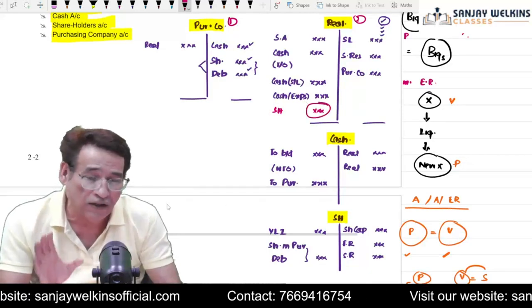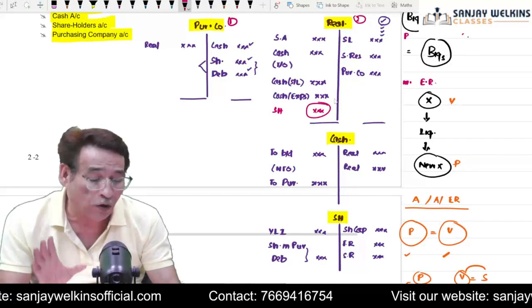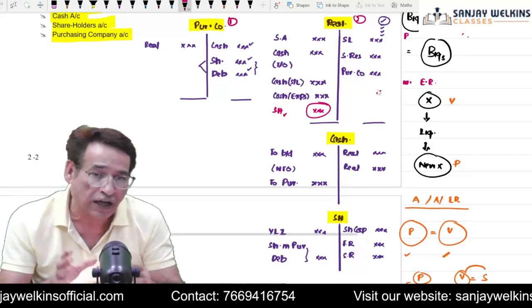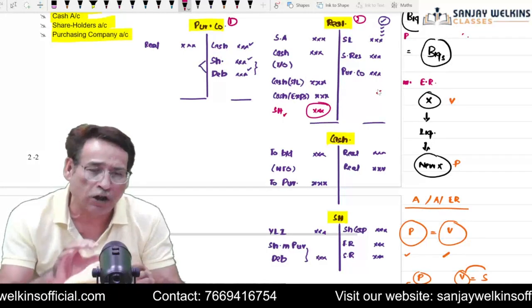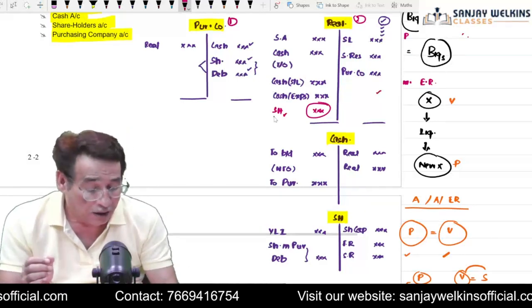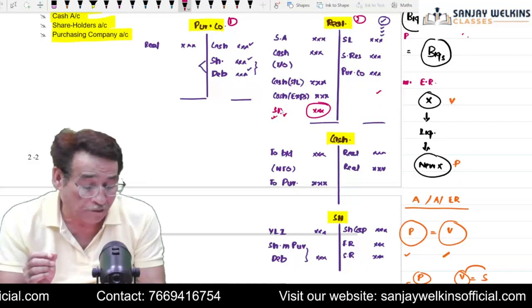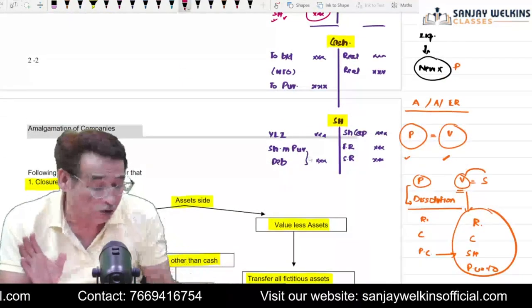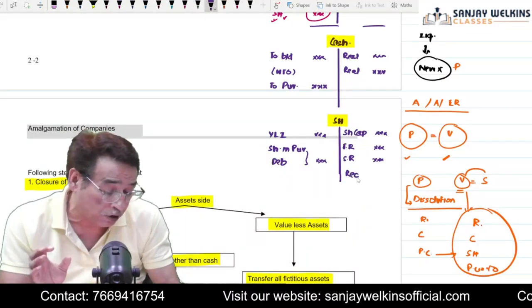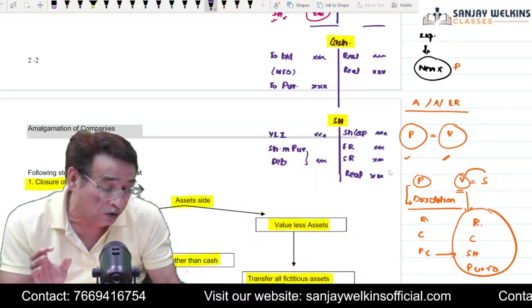Now whatever balance is there in the realization account, actually it is a profit. If the balance would have appeared towards this side, it would have been considered as loss. But whatever may be the balance, you are going to take it to the shareholders account. Presuming that there is a profit, we have transferred this profit to the shareholders account. On the credit side of the shareholders account, I am going to write by realization profit. Is it clear to you or not?